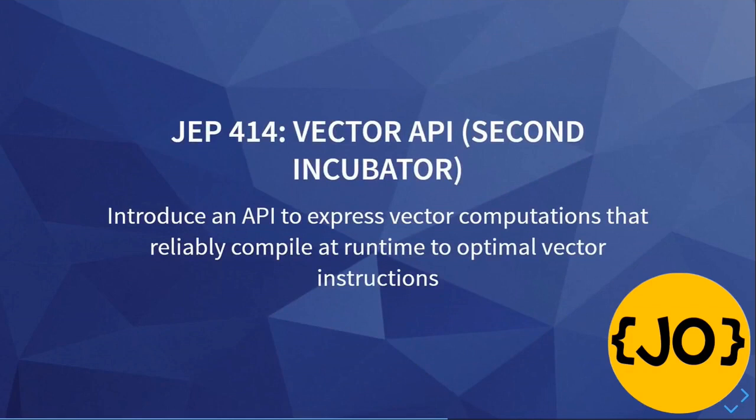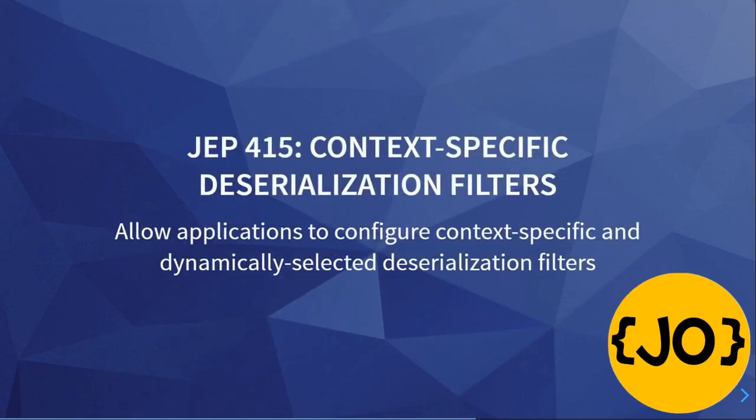Last in this category is JEP 415, which allows us to add context-specific deserialization filters. Deserialization is risky business, and this can provide another layer of security when deserializing untrusted stuff.